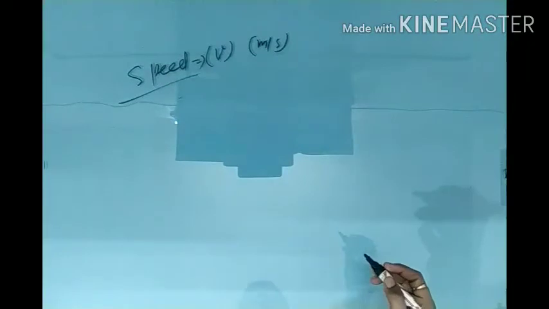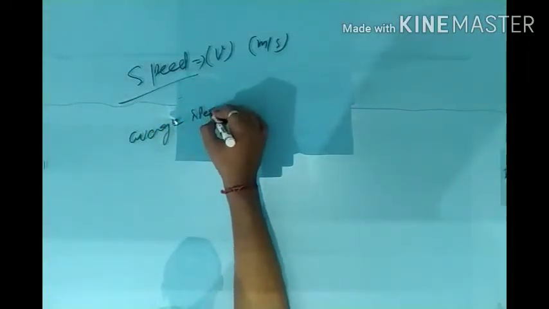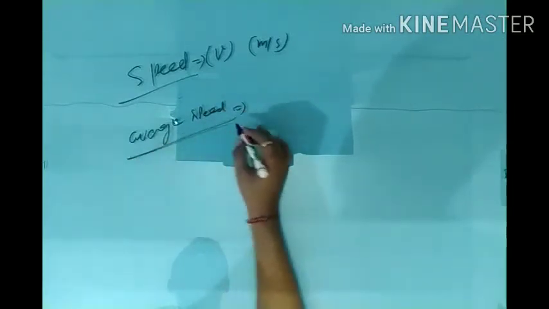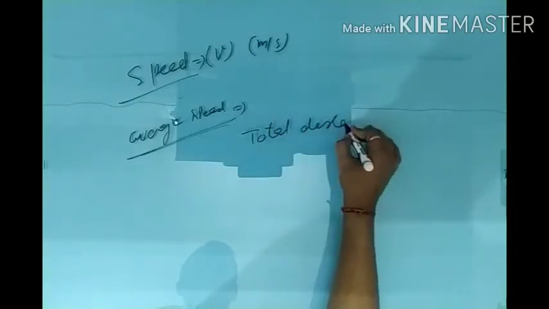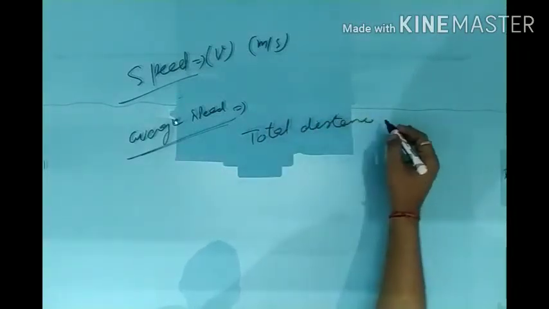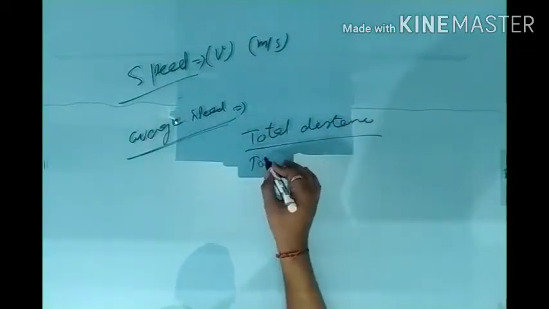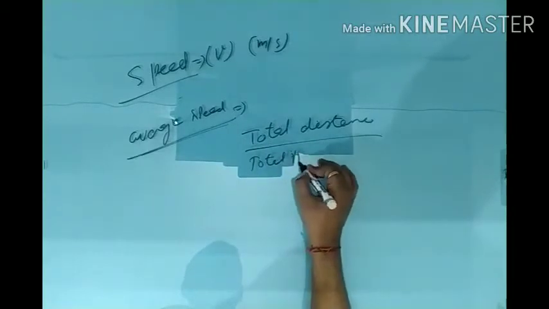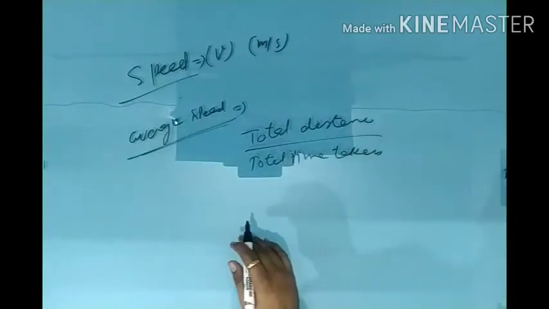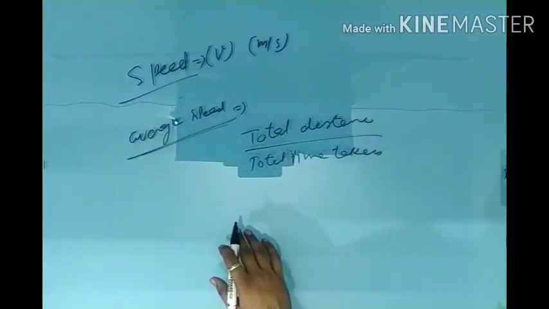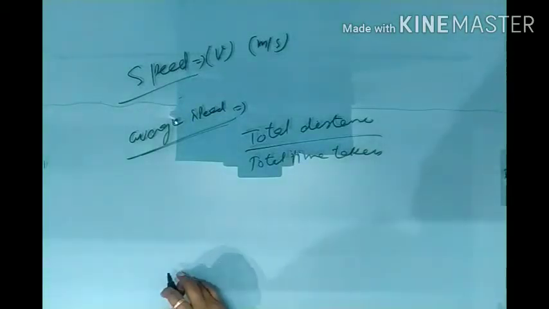Now next we have average speed. What do you mean by average speed? That is total distance divided by total time taken, or simply we can say that it is the ratio of the total distance traveled by an object in a total time interval.